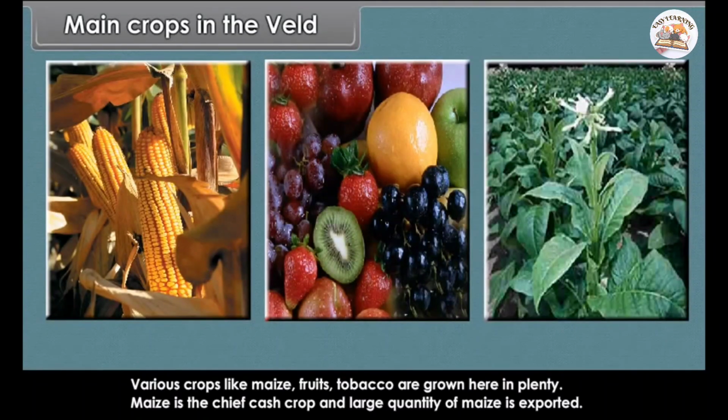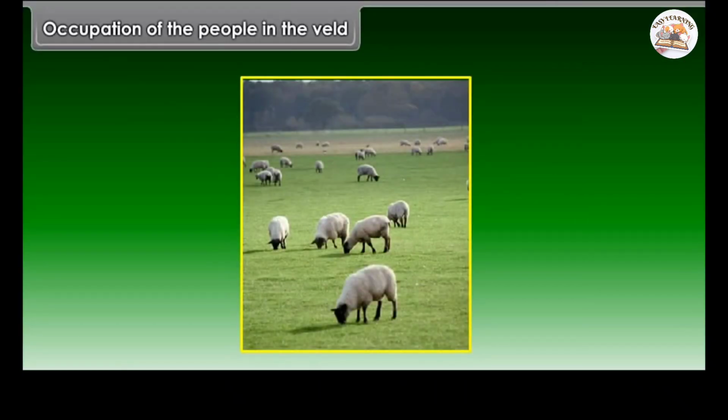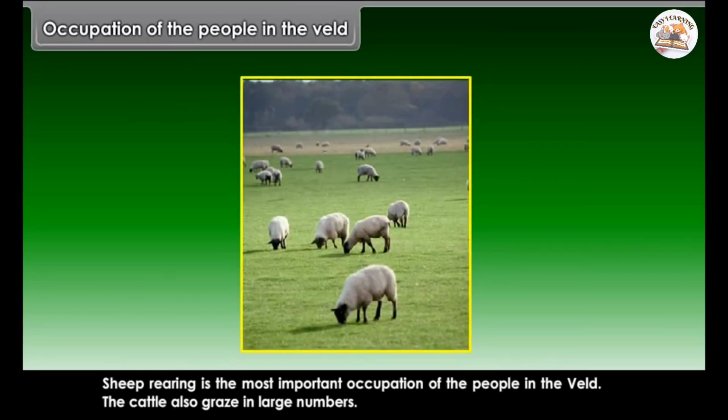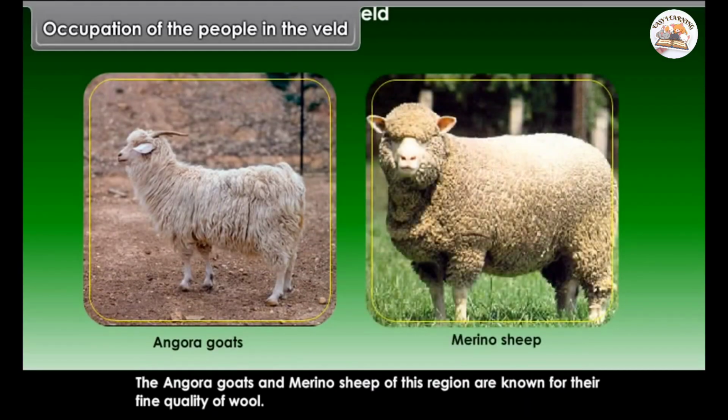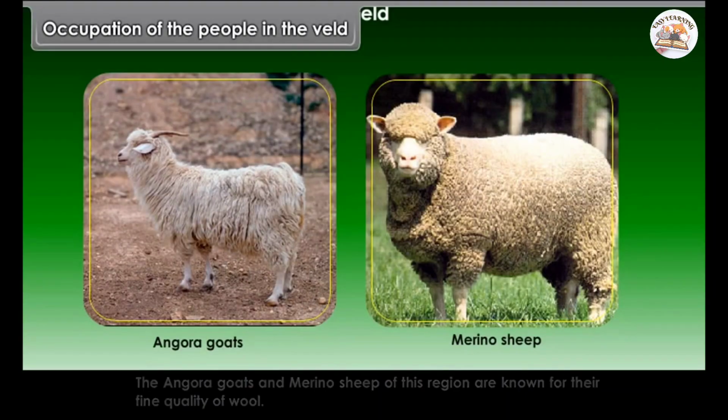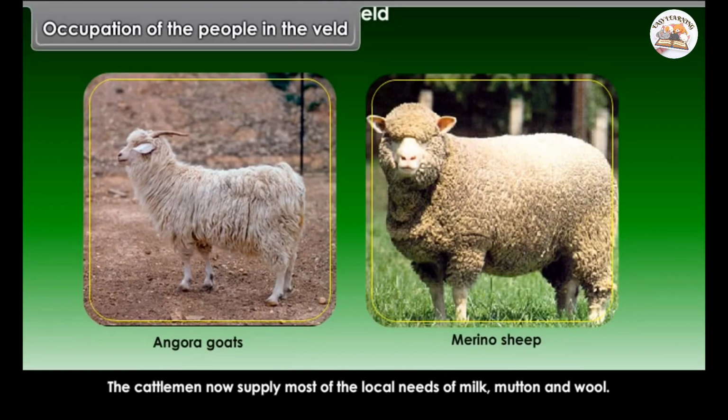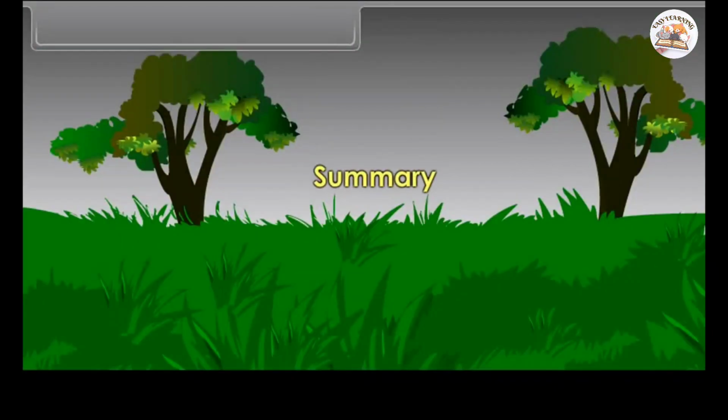The major part of the Veldt, particularly the High Veldt, is covered with grasses. These are known by the name of temperate grasslands. This is an area of broad, level stretch of both tall and short grasses and bushes. Main crops in the Veldt. Various crops like maize, fruits, tobacco are grown here in plenty. Maize is the chief cash crop and large quantity of maize is exported. So, the area is known as Maize Triangle.